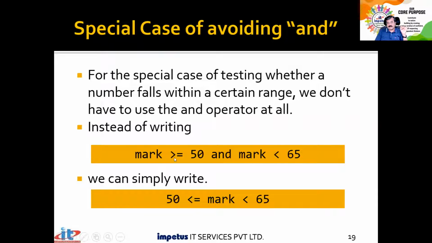I have written two examples, so these two examples are also enough. Marks greater than or equal to 50 and marks less than 65. Instead, we could just write 50 less than or equal to marks and marks less than 65. So you don't have to use and. That's a simple way to write it. Have everyone noted it down?